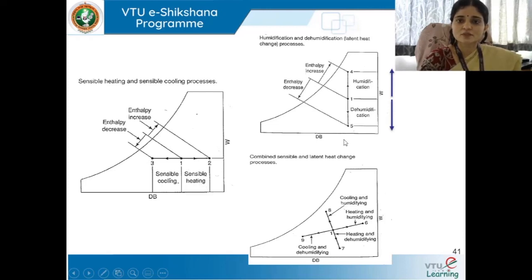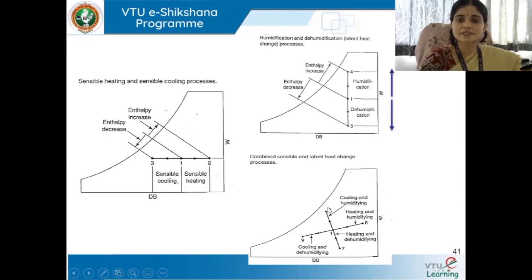Then you can look at the humidification and dehumidification from the central tendency point of 1. As you proceed up, humidification sets in; as you come down, dehumidification. It is all correlated with the increase or decrease in total heat, that is enthalpy.